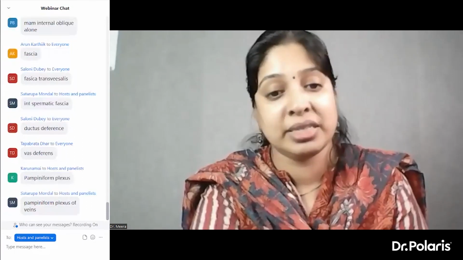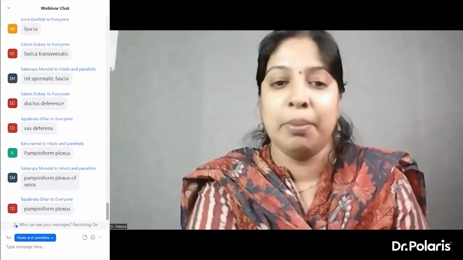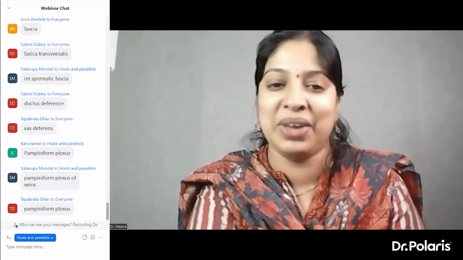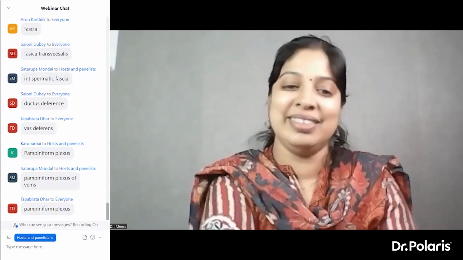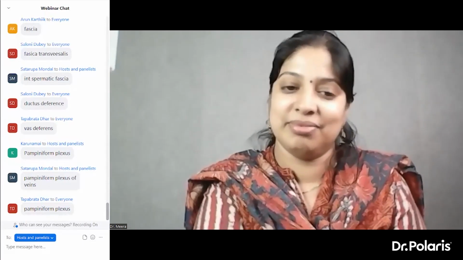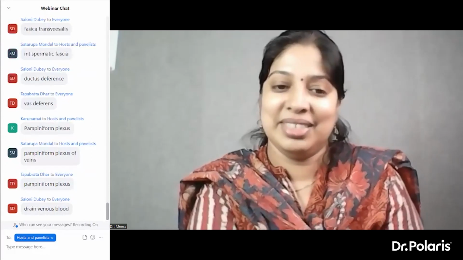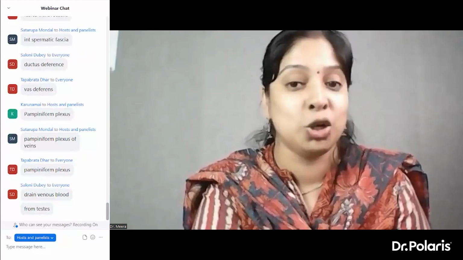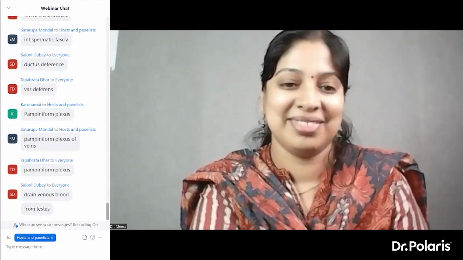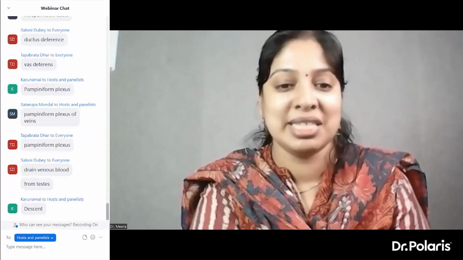Any other? Second important, pampiniform plexus of veins. This is the correct one. There are a bunch of veins, they're called pampiniform plexus of veins. What is the function of these veins? Pampiniform plexus, any idea? Drain venous blood. Okay, better. What else? What other important function? Why is the scrotal temperature lower compared to the abdominal temperature? That's how the spermatogenesis can happen, right?